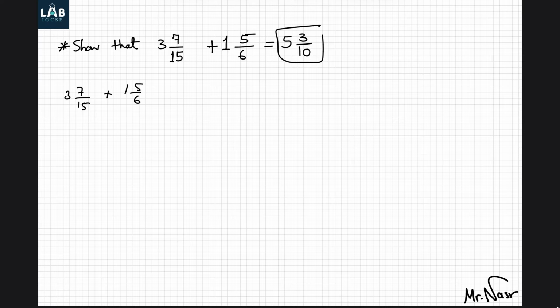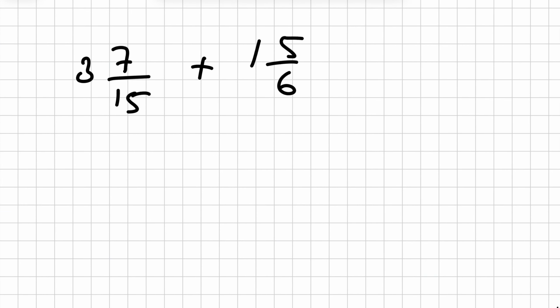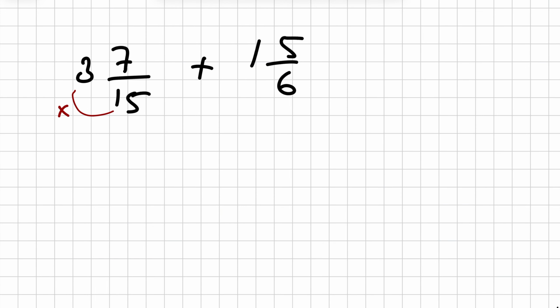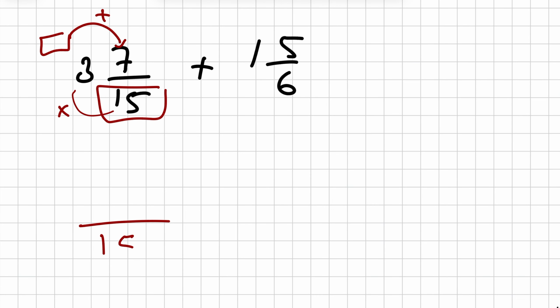We cannot add without changing the mixed numbers into improper fractions. Doing that, here you go. Let's do it together. So 15 times the whole number 3, and whatever I get here, I'm going to add it to the 7, and my denominator always stays there. So 15 is fixed there. This is what we're going to get.